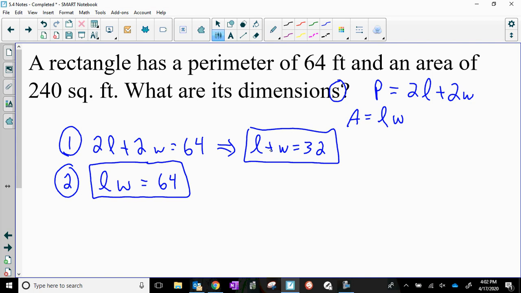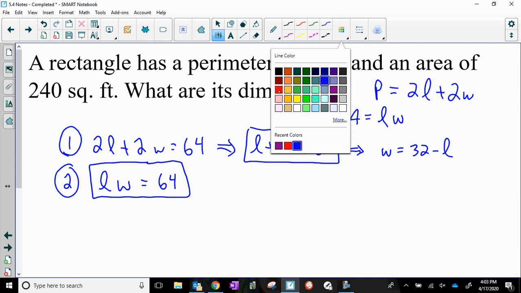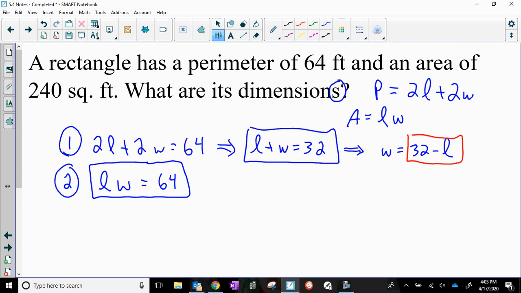I don't see any term that's the same. I see an LW term, an L term, a W term. I really don't want fractions, so I'm going to have to get one of these by itself. So how about I make your width equal to 32 minus L. Subtract the L from each side. So I'm going to take this and replace this W right here with it.